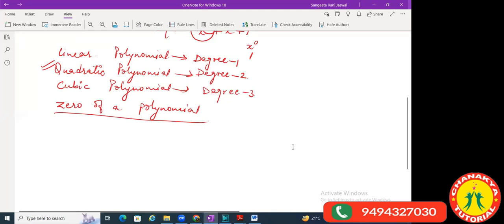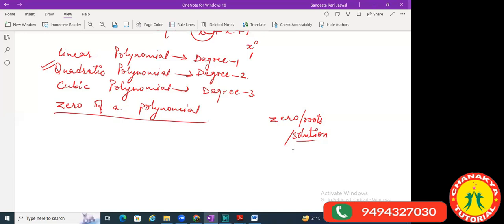So these are the synonyms that are used in maths. Zeros, roots, solution also you can say. What is the solution of the polynomial? Means the answer of the polynomial. How do you get the answer of the polynomial? By finding the value of the variable. When we find the value of the variable, suppose if x is the variable, we find the value of x. So that gives us the solution of the equation. So that is called the zero of a polynomial.